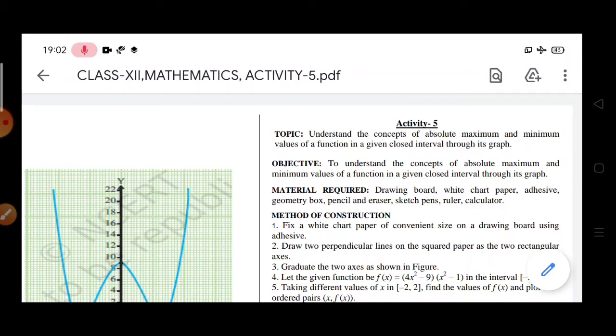Here the materials required are drawing board, white chart paper, adhesive, geometry box, pencil, eraser, sketch pens, rulers and calculator. But for doing the practical in your project copy, we only need a millimeter graph paper, pencil, scale, calculator. When it is possible to perform this practically, then we need all the materials and also follow the same method.